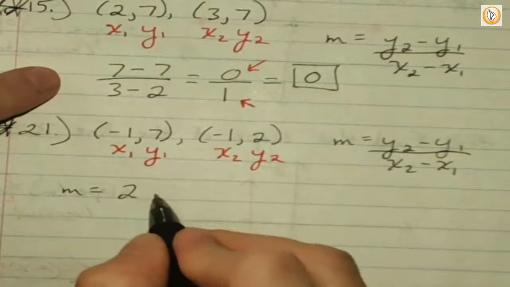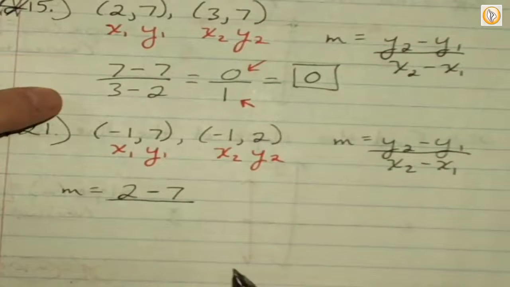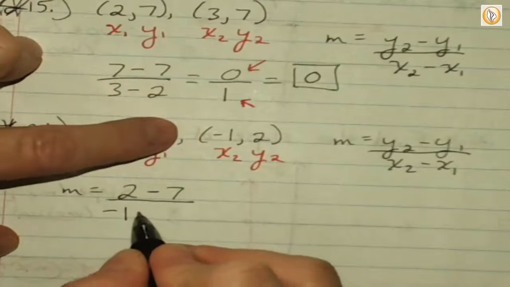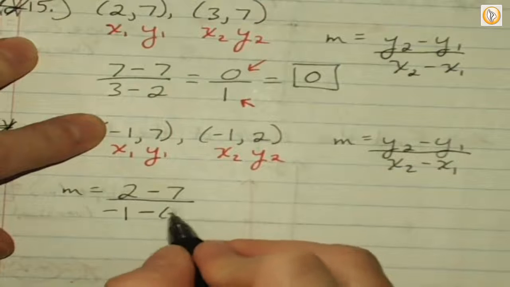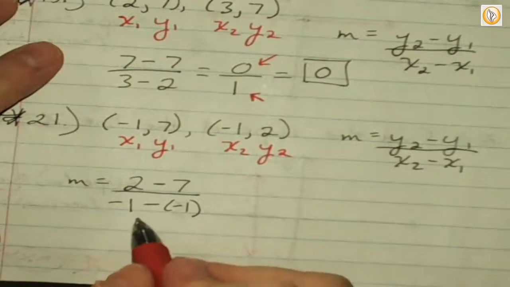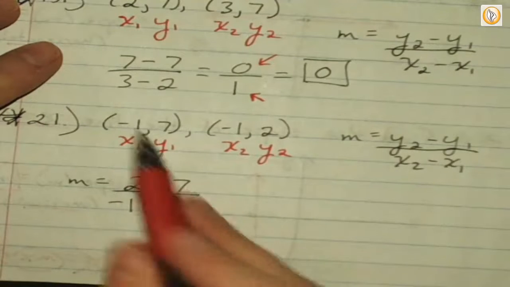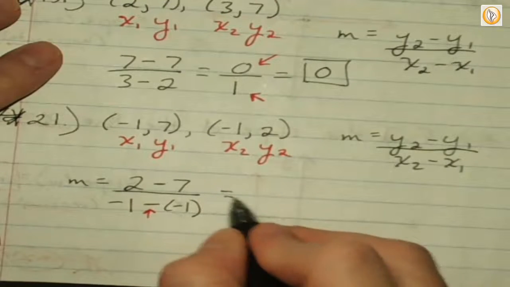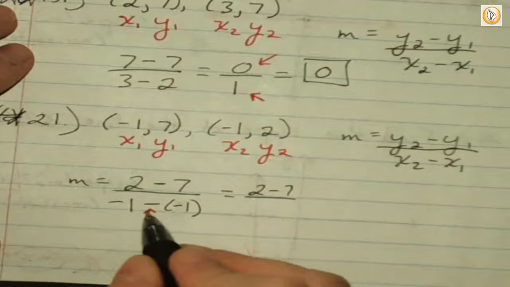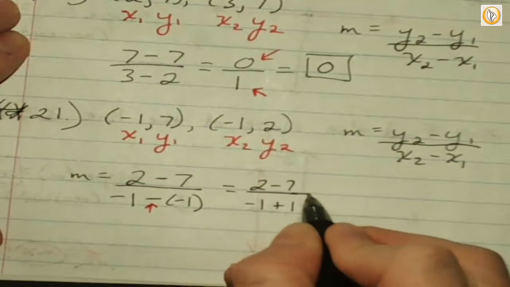I have 2 minus 7 on top. And then look what happens with the x. I have -1 minus -1. Do y'all see that? Do not forget this negative sign. Some people just replace it with this one, and that's not correct. So then I have 2 minus 7 on top. And what does this negative in front of this negative, Cecilia, mean? That's right. So it's going to be -1 plus 1.